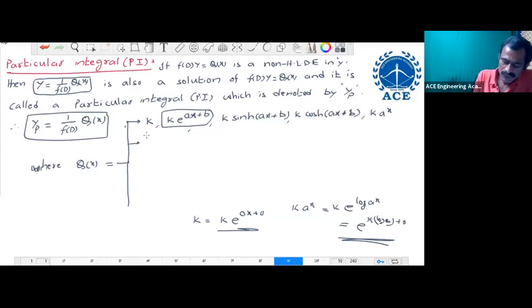Next, case 2. Under case 2, the possible functions are k into sine of ax plus b form, or cos of ax plus b.